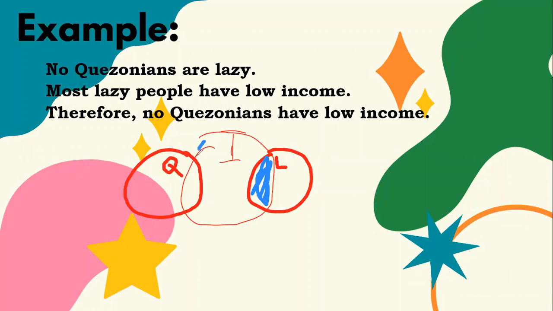Tapos, ang mangyayari niyan, base dun sa Venn diagram natin, sa Euler's diagram, with the conclusion na ang sabi ay no Quezonians have low income. So dun papasok yun. Kasi dapat yung conclusion manggagaling dun sa pinakang resulta nung illustration nyo ng major premise at ng minor premise.